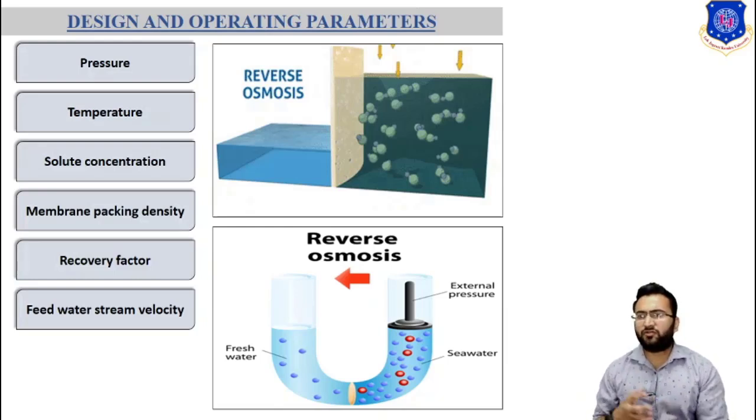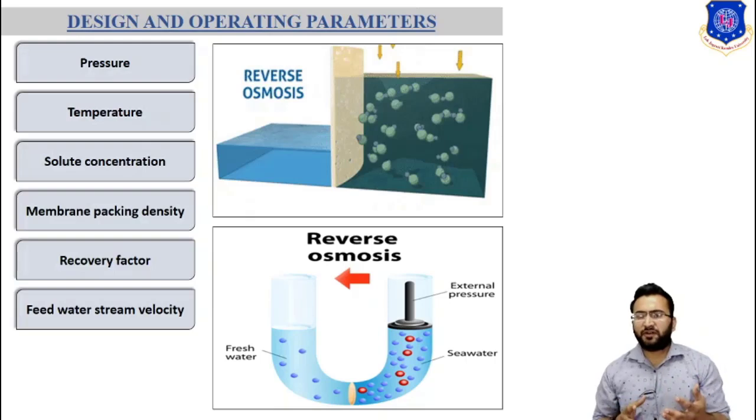Now let's discuss the solute concentration. Flux declines with increase in solute concentration because of increase in osmotic pressure difference. At low feed velocity past the membrane, solute is polarized at the membrane, a phenomenon known as concentration polarization. While the velocity increases, mass transfer redisperses more of the polarized solute, lowering the effective solute concentration at the membrane. Now let's discuss the membrane packing density.